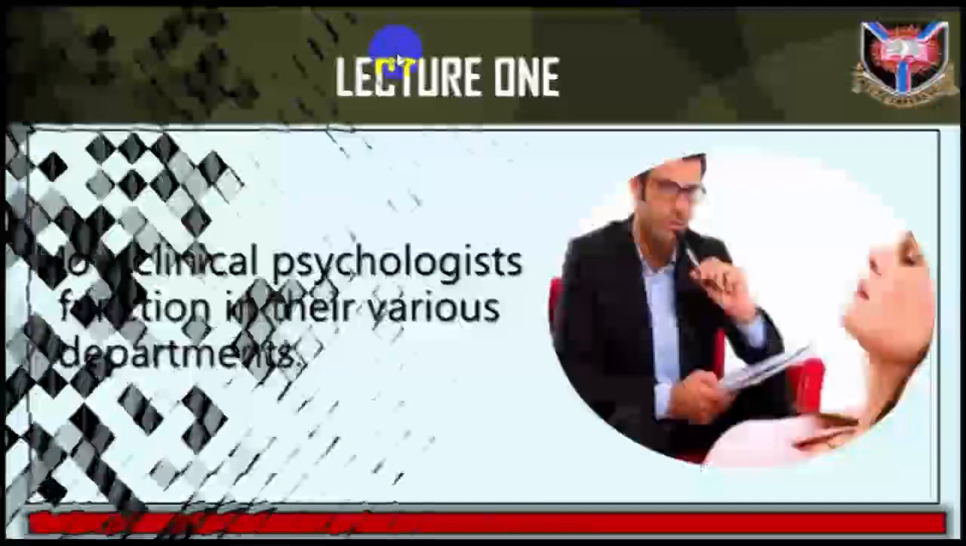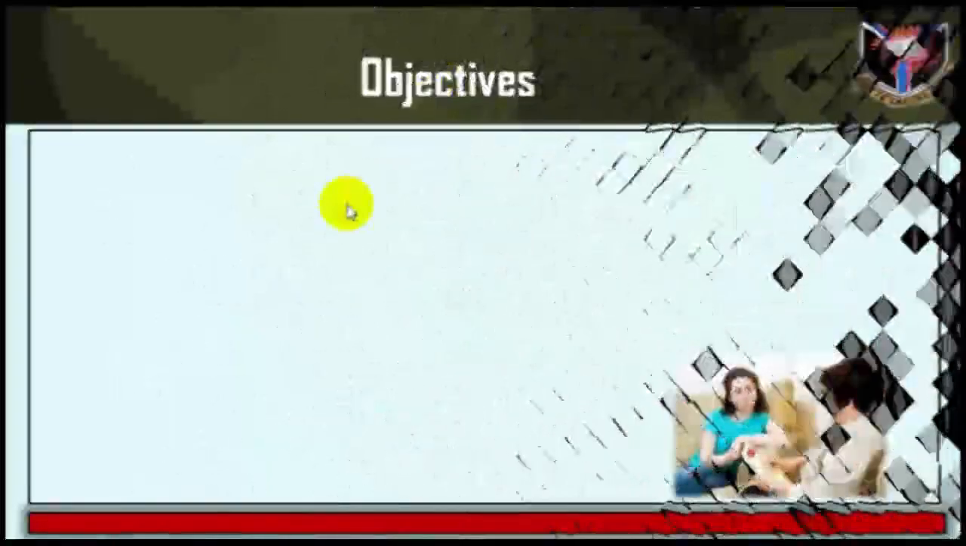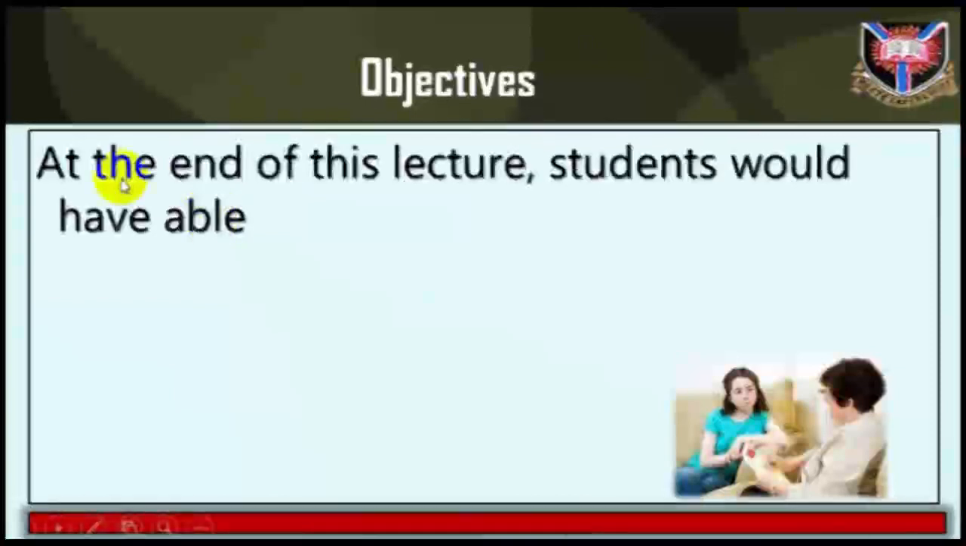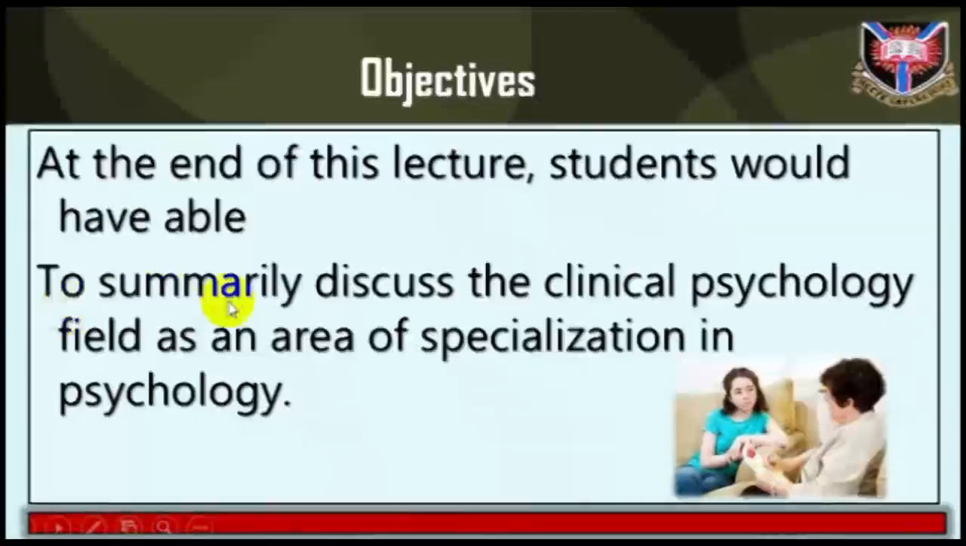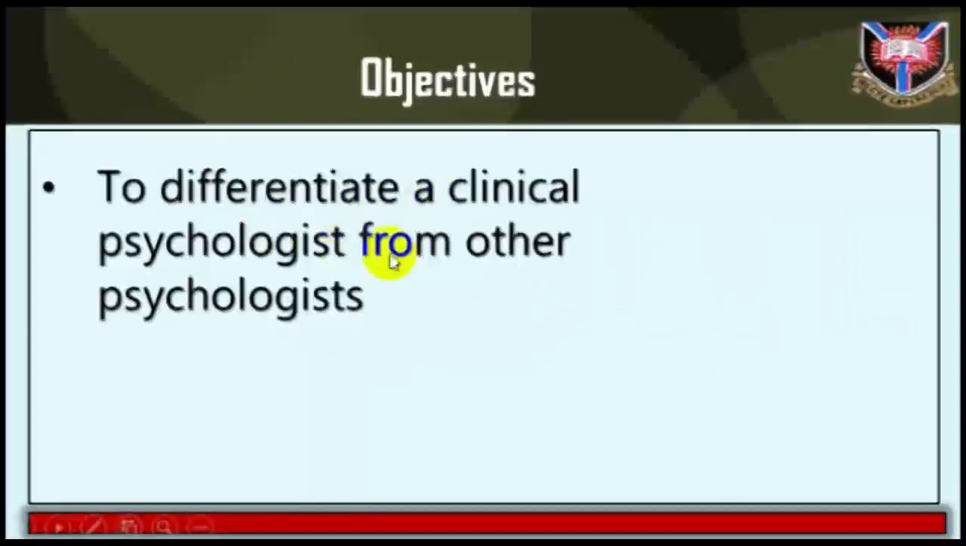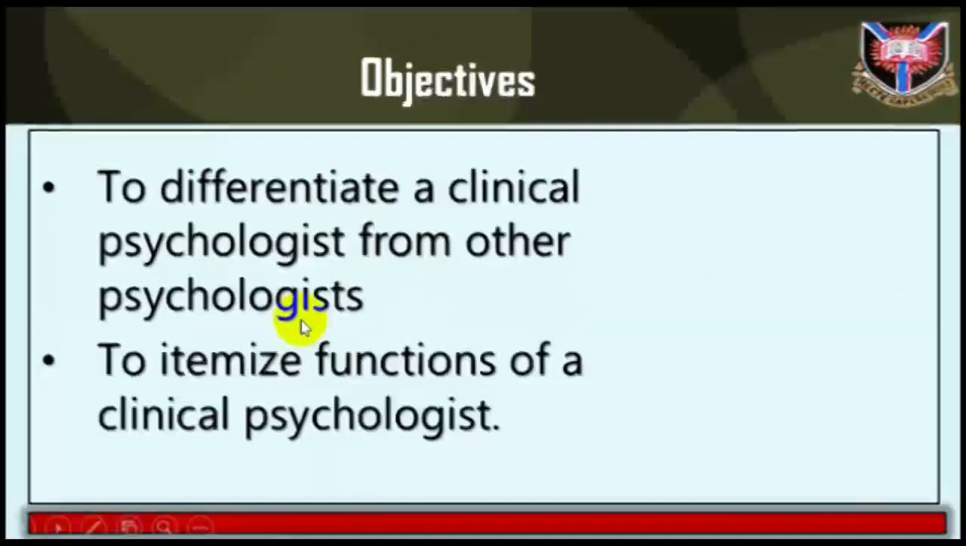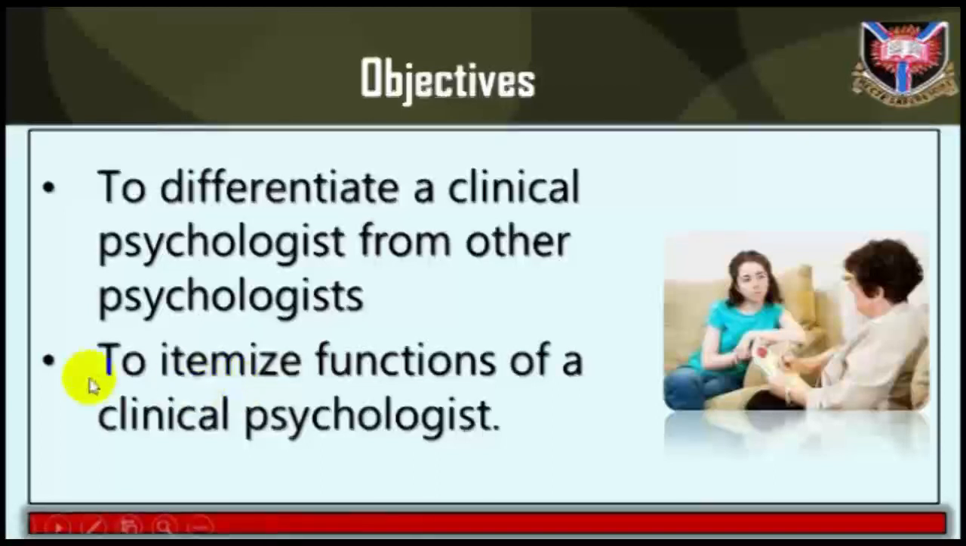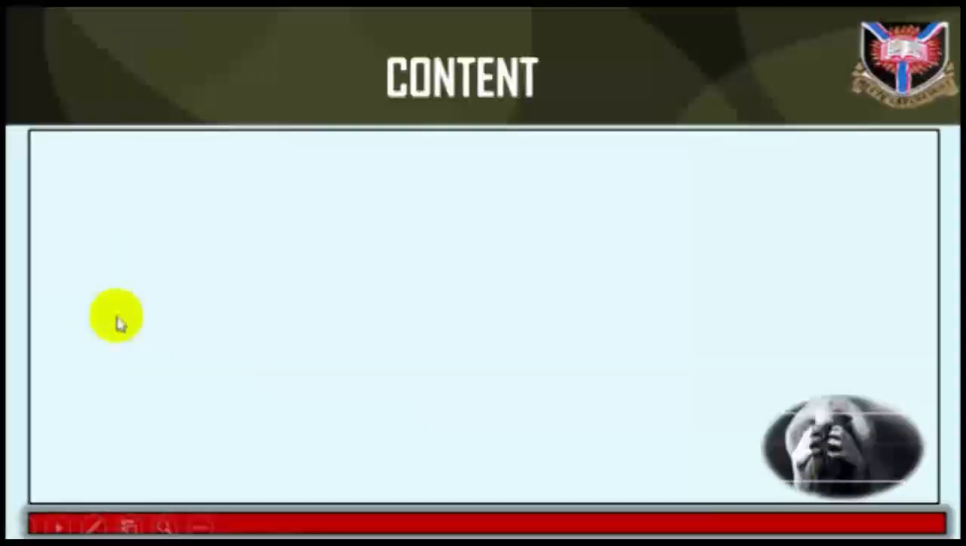Objectives. At the end of this lecture, students will have been able to: 1. Summarily discuss the clinical psychology field as an area of specialization in psychology. 2. Differentiate a clinical psychologist from other psychologists. 3. Itemize functions of a clinical psychologist. Content.